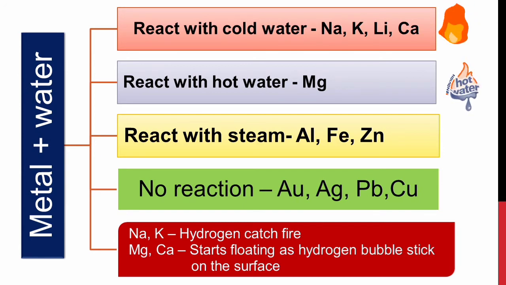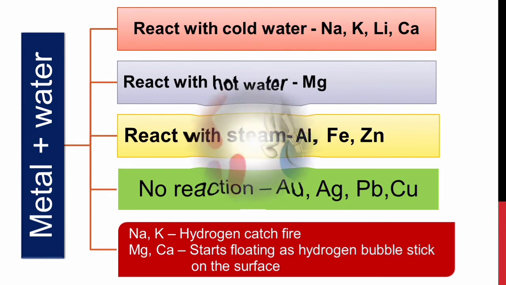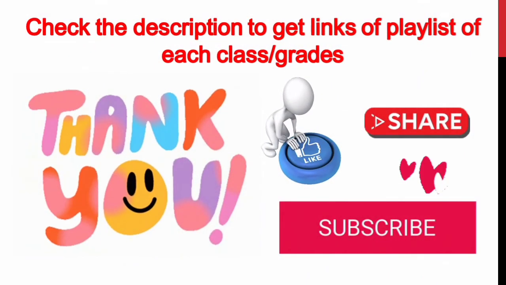The similarity in the reaction of calcium and magnesium is that both these metals start floating as the hydrogen bubbles stick on the surface. The products formed in this reaction are their hydroxides with the evolution of hydrogen gas. Metals like aluminium, iron and zinc only react with steam to form their oxides, whereas copper, lead, gold and silver do not show any reaction with water at all. I hope that the reaction of different metals towards water is very clear to you.